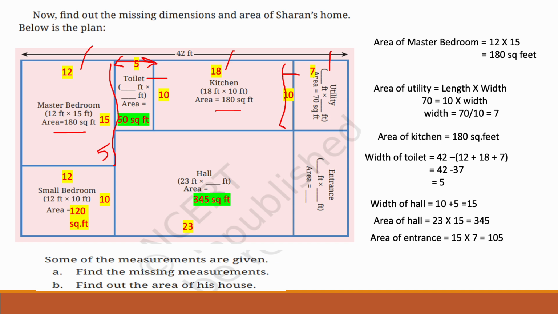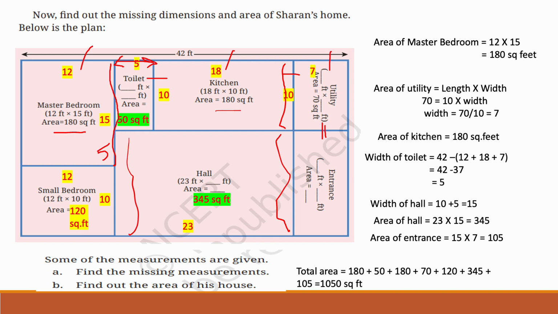Then, entrance, area of entrance is 15 into 7. See, width is 7. The same width here, 15. Sorry, 7. And the length is 15 here. See, here it is 15. Here also it is 15. So, 15 into 7, 105.